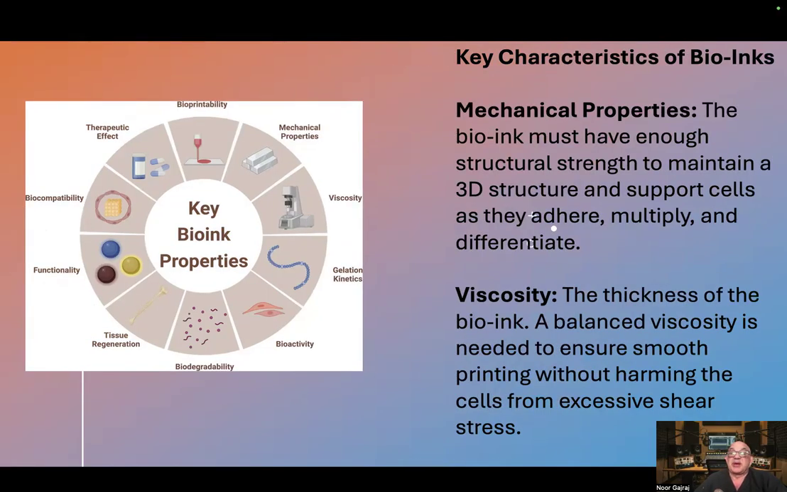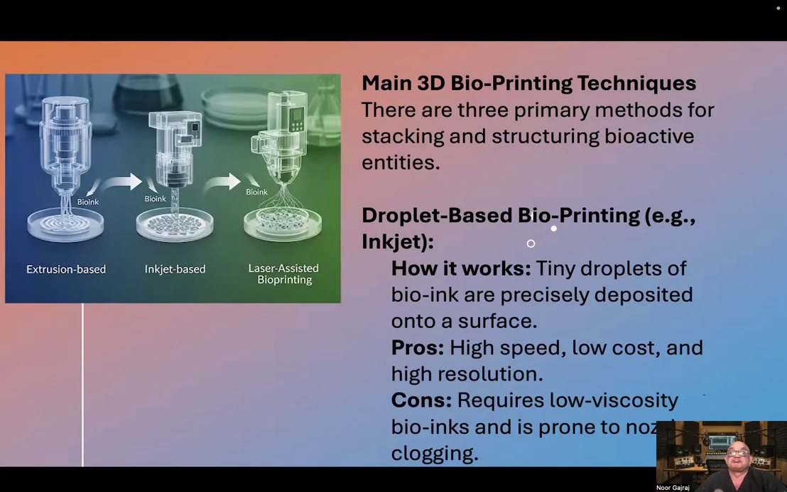Mechanical properties. The bioink must have enough structural strength to maintain a 3D structure and support cells as they adhere, multiply, and differentiate. Viscosity. The thickness of the bioink. A balanced viscosity is needed to ensure smooth printing without harming the cells from excessive shear stress.